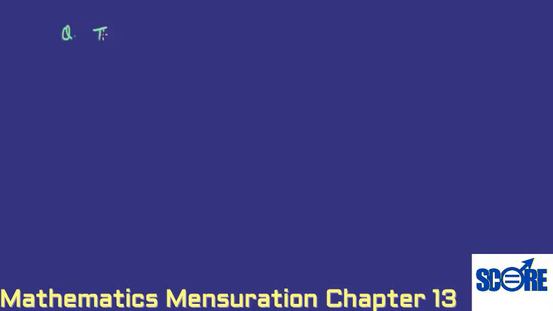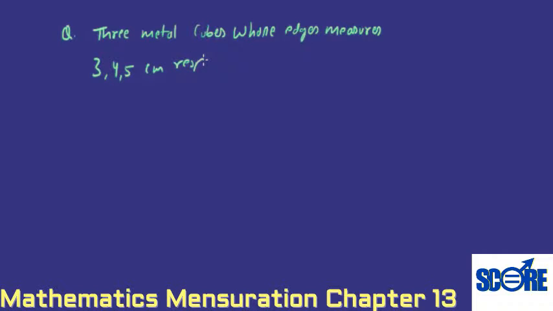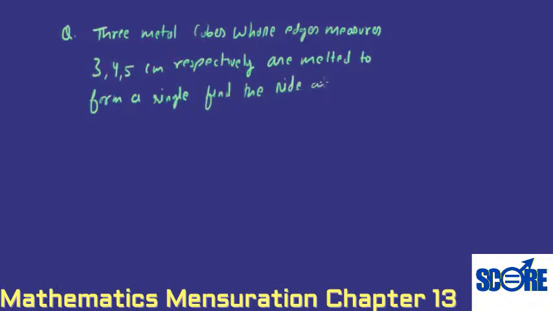Now we have three metal cubes, whose edge measures 3, 4, 5 centimeter respectively, are melted to form a single cube. Find the side of the new cube formed.